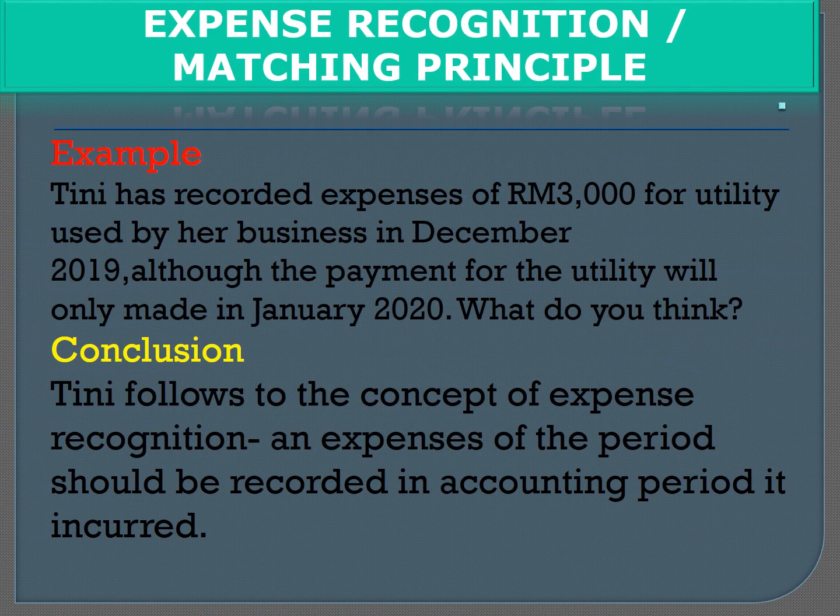What do you think based on the example below and why? Example. Tini has recorded expenses of RM 3,000 for utility used by her business in December 2019, although the payment for the utility will only be made in January 2020. What do you think? Conclusion. Tini follows the concept of expense recognition, and expenses of the period should be recorded in the accounting period in which they were incurred.